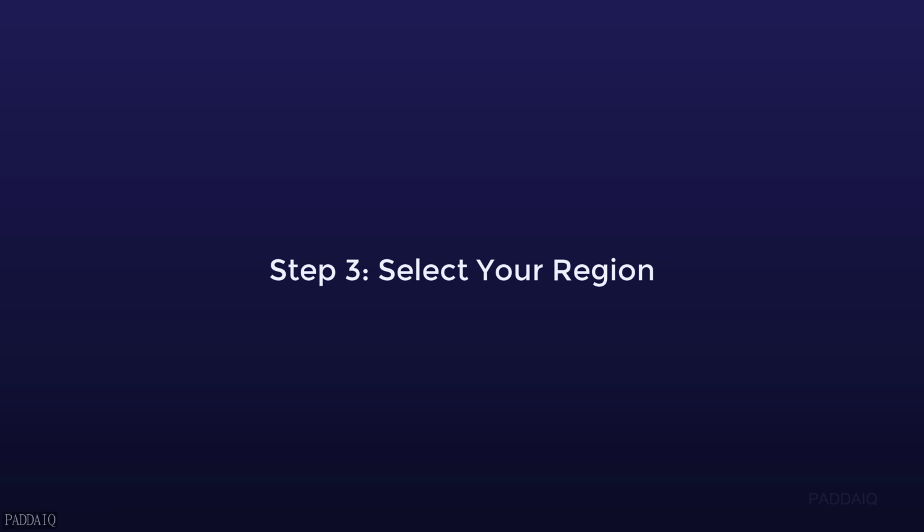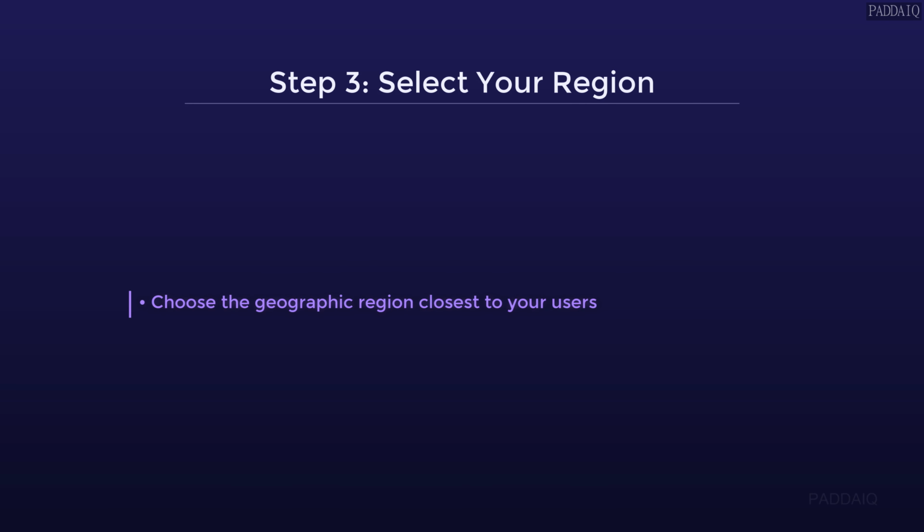Step 3. Select your preferred deployment region. Choose the geographic region closest to your users. This means picking a data center location near where most people using your application are based. For example, if your main users are in Germany, select the Europe, Frankfurt region. This ensures faster response times and a better experience for everyone.